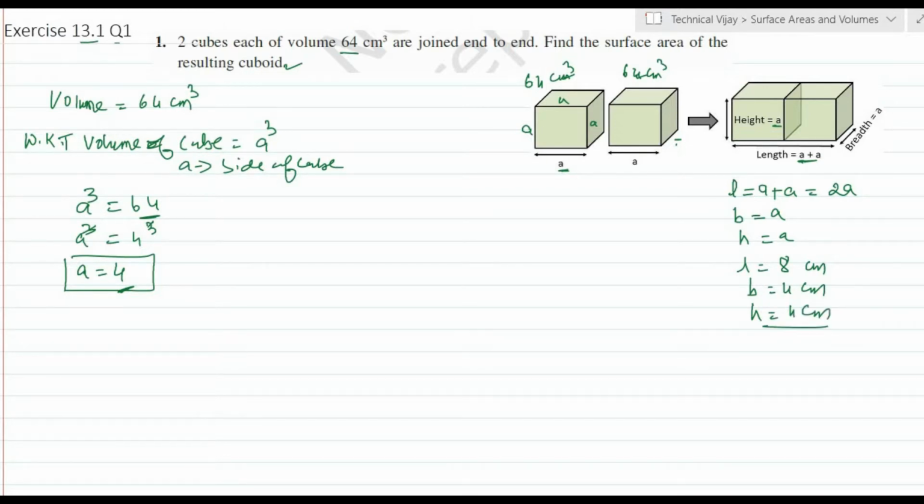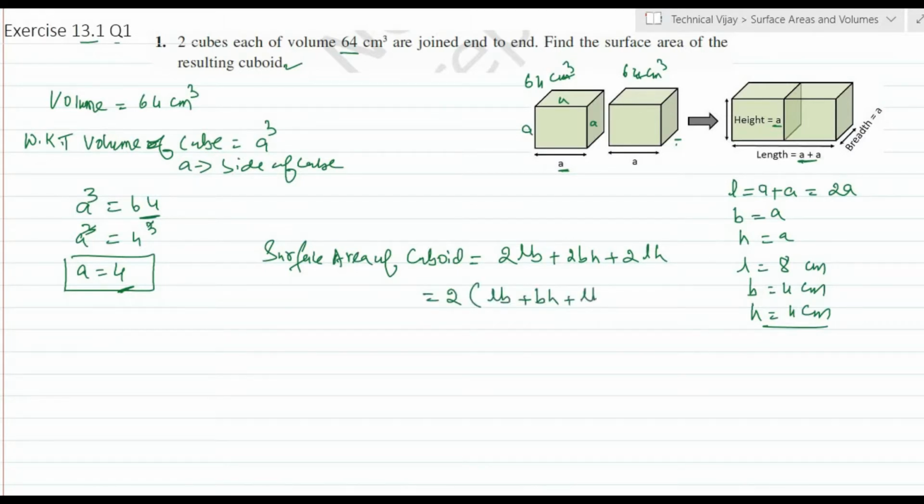Now we have to calculate the surface area of this resulting cuboid. The surface area of a cuboid is given by 2 into LB plus 2BH plus 2LH. This can be written as 2 into LB plus BH plus LH. Now we will substitute these values: 2 into 8 into 4 plus BH, this is 4 into 4, plus LH, 8 into 4 again.